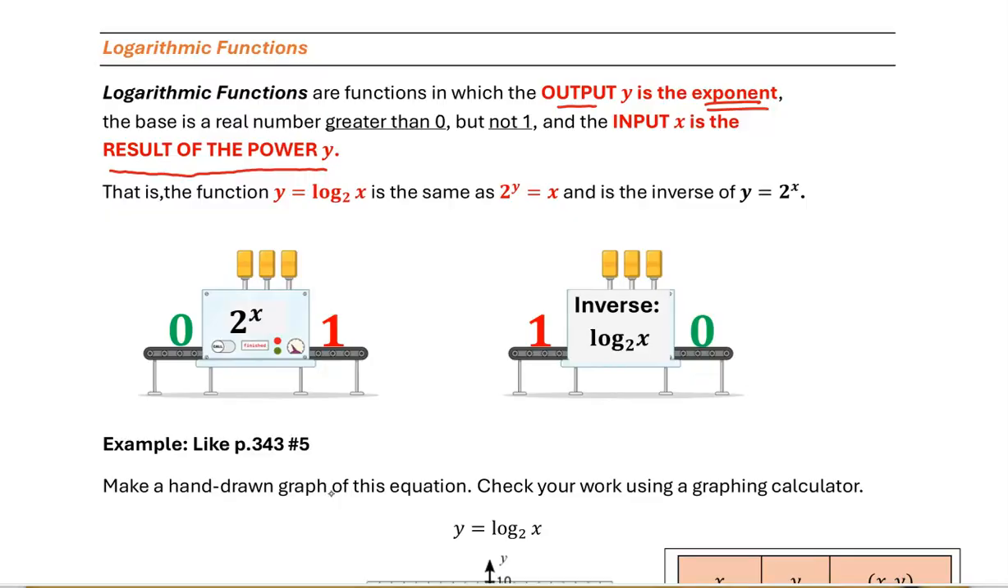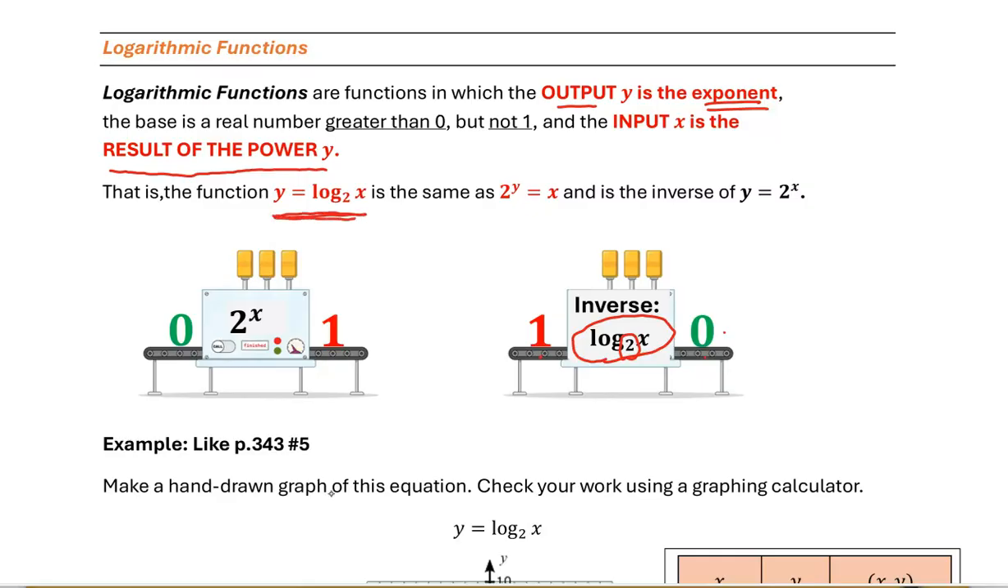So where 2 to the x would take a power of 0 and make that the exponent of 2, 2 to the power of 0 is 1. The inverse, log with the base of 2 of x, would say for the input 1, what power on 2 is the result? 0. So the output is the exponent, right? The 0 is the exponent. 1 is the result of the power. Okay.